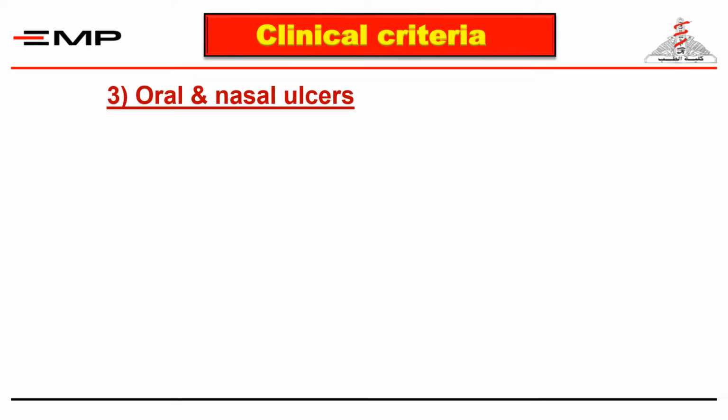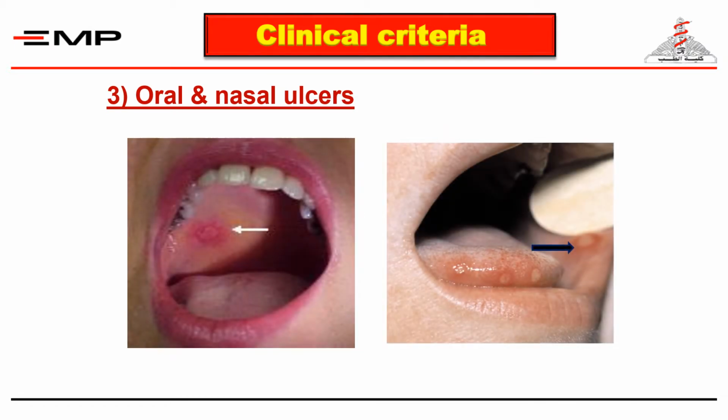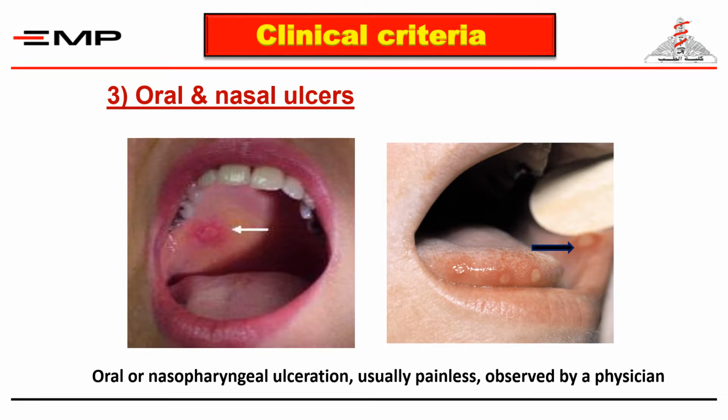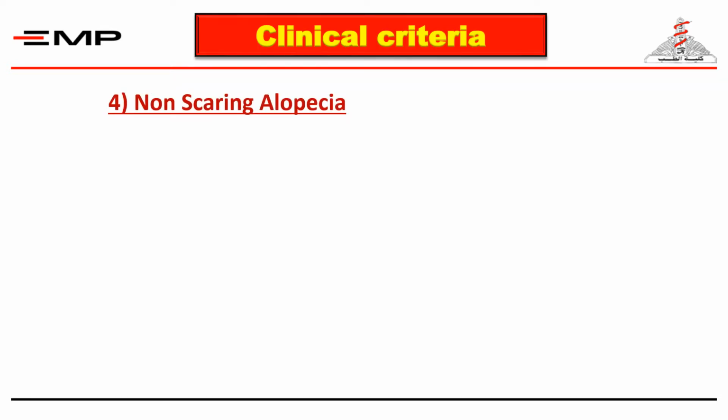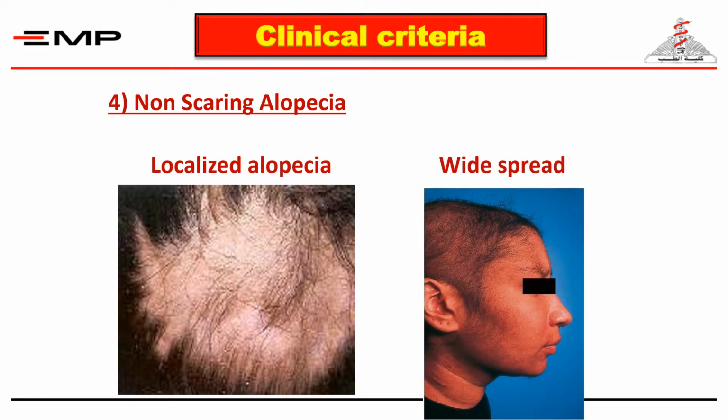Number 3 of the clinical criteria: oral and nasal ulcers, like we see here. The oral or nasopharyngeal ulcers are usually painless and observed by the patient or physician, unlike that present in Behçet disease, where it is very painful. Here it is painless. Number 4 from the clinical criteria is non-scarring alopecia, either localized or widespread alopecia without scars.